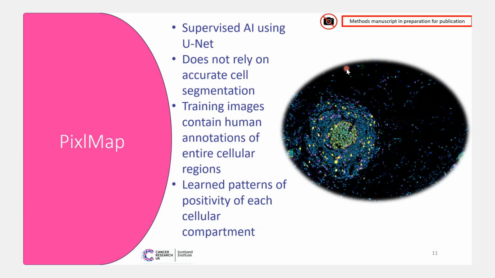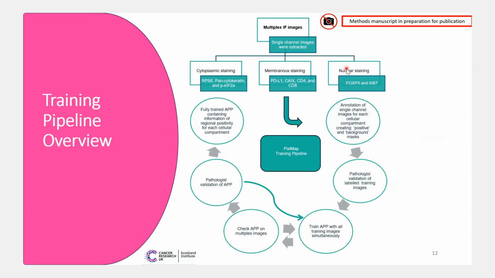So I'll go into more detail about why we did this. This is just our training pipeline overview. To get our training set, we got our associate scientists in the team to extract single channel images from multiplex images. We use 4 different multiplex images in total on our lung adenocarcinoma cohort. And then, as a little bit of housekeeping within Visiopharm, I separated them into different subfolders of cytoplasmic staining, membranous staining, and nuclear staining.